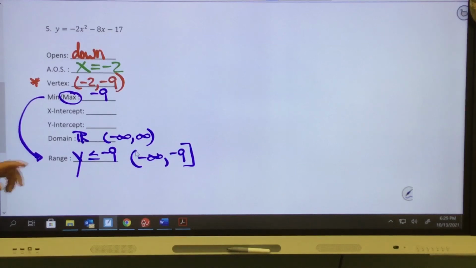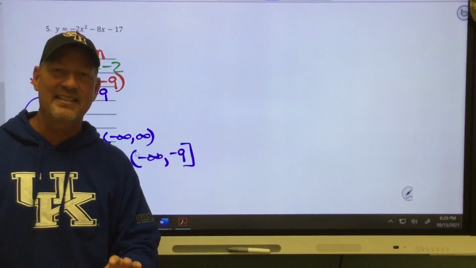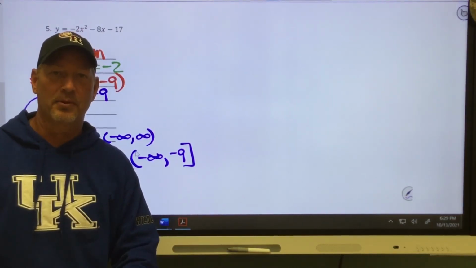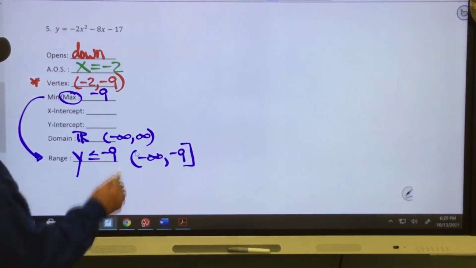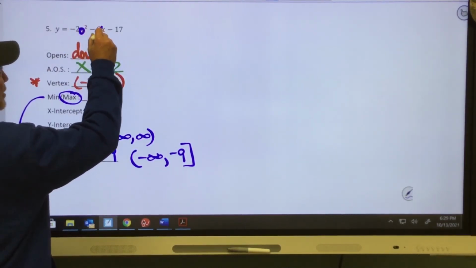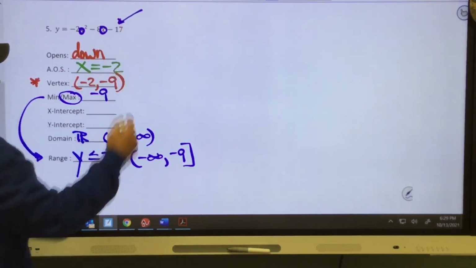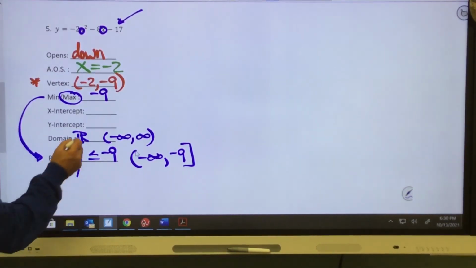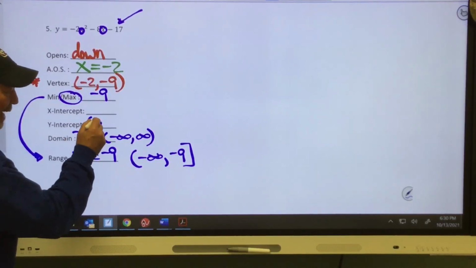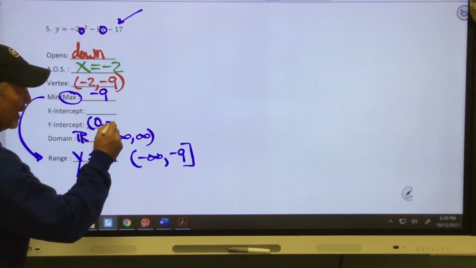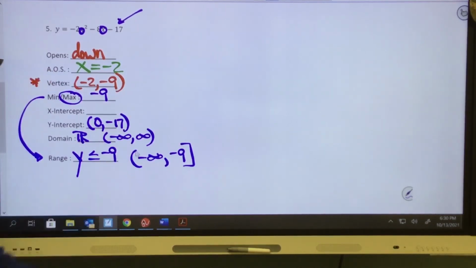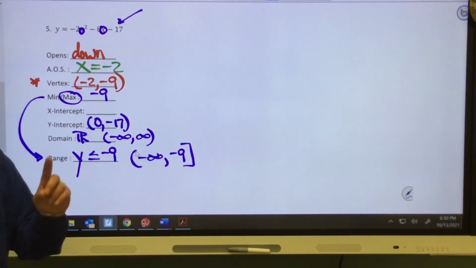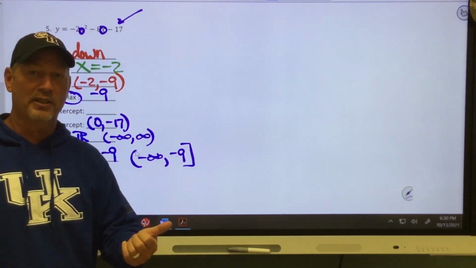So what are we going to find? We're going to find our X-intercepts and our Y-intercepts. Did you remember how easy it was to find the Y-intercept? We're going to put a 0 here, and we figure out that the Y-intercept is just the back number. So when I put a 0 where the X is, I'm going to end up with the -17 as my Y-intercept. It's that easy. But the only tricky part is you've got to find your X-intercepts.